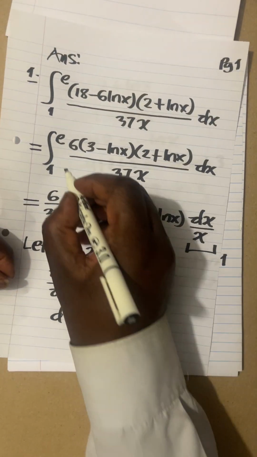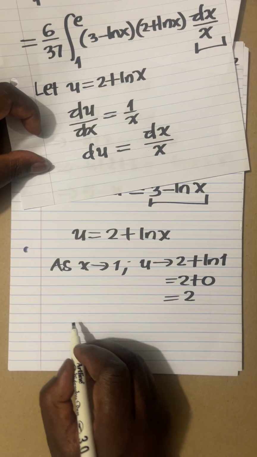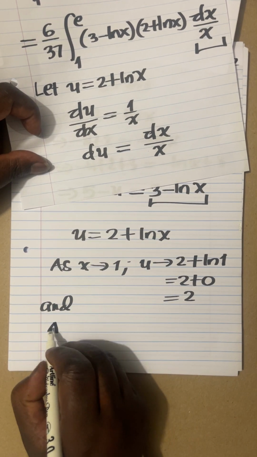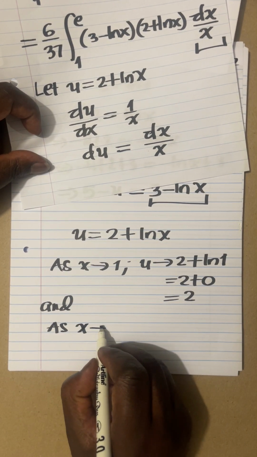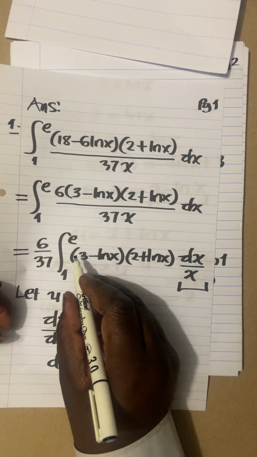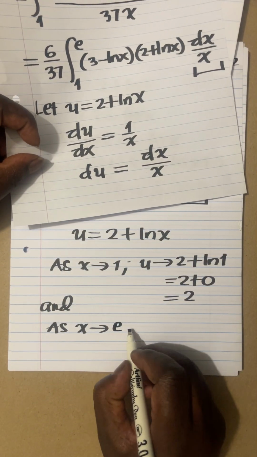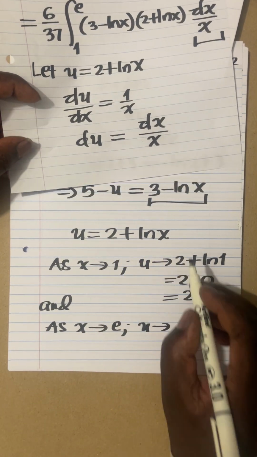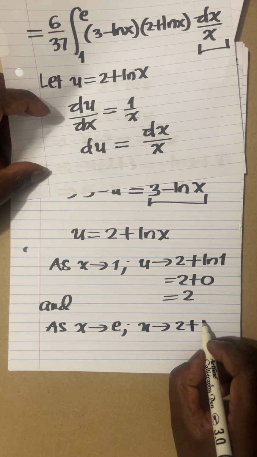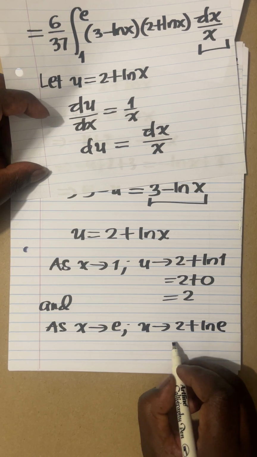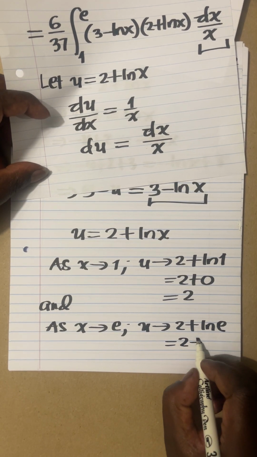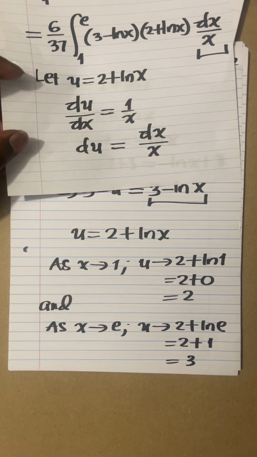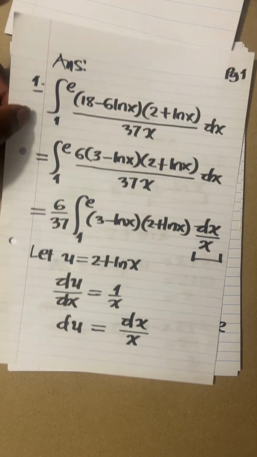Now we have to take care of the upper limit. As x approaches the upper limit, which is e, u must approach what? It must approach 2 plus natural log of e. And we all understand and know that natural log of e is just 1, and the answer is 3. Now we are fine. We must go back now to our integral.